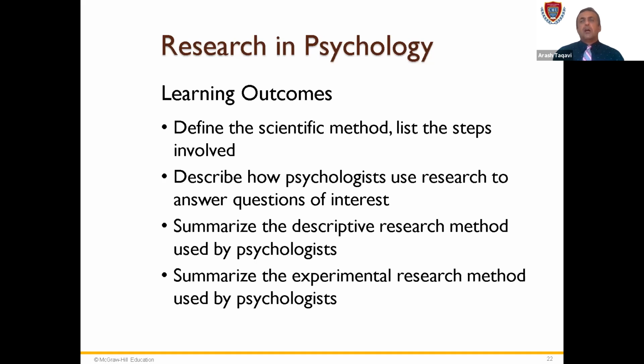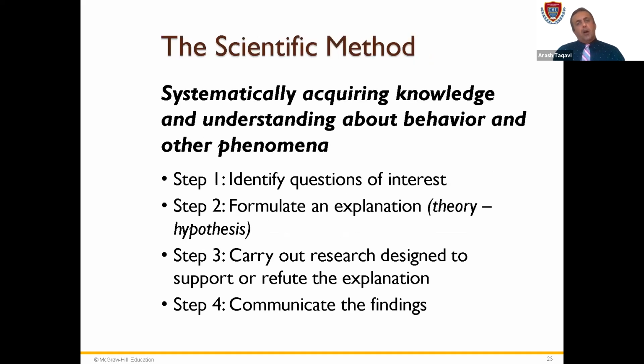So we have general concepts of research method, but a specific concept for each field. For example, we have research method for business, research method for marketing, research method for psychology, research method for medicine: different content for the same form. The form is equal for all aspects of science, but the content is different. So very shortly we look at it because you have a complete course called research method. The scientific method is systematically acquiring knowledge and understanding about behavior and other phenomena. Science is systematically acquiring knowledge.